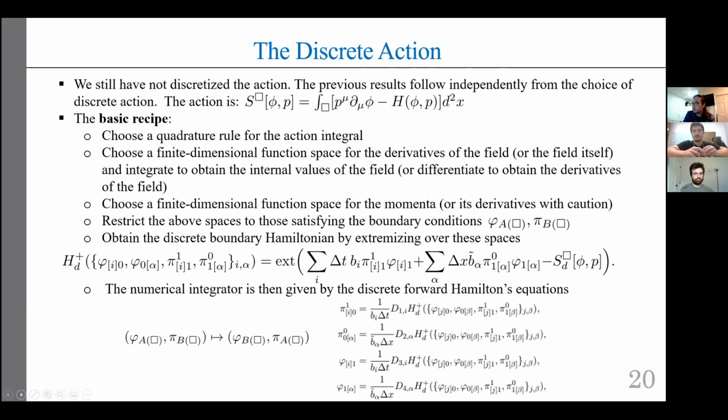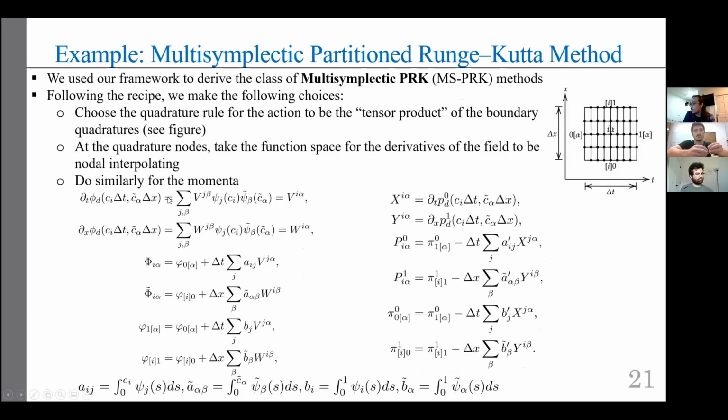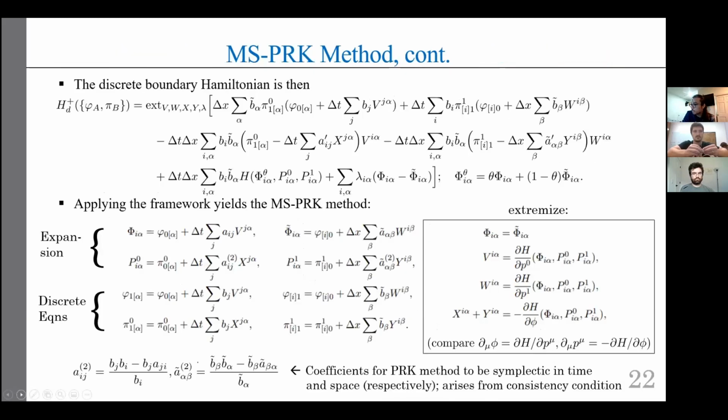And I guess the last missing piece of the recipe was to actually say what the discrete action is. And for that, that's where we introduce some explicit finite dimensional subspaces. And the last thing we do is we show that if you use nodally interpolating function spaces, you can rederive the class of multisymplectic partition Runge-Kutta methods.